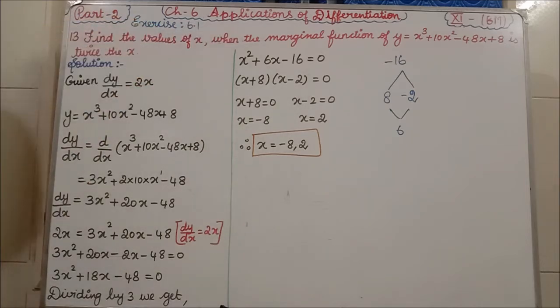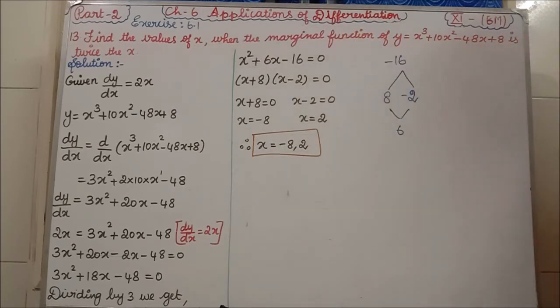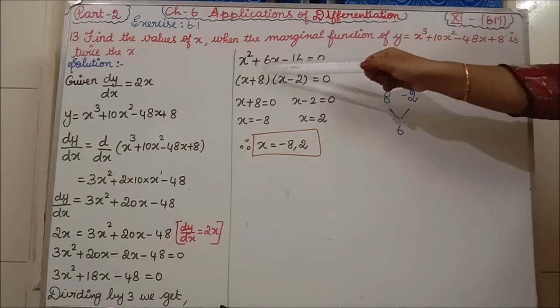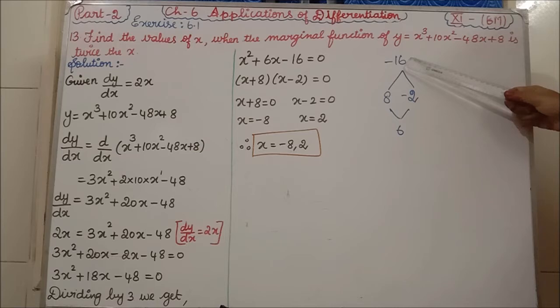Now what form is it in? It is in quadratic form, so we can factorize. How will you factorize? Do you remember? You have learned it in 10th standard, isn't it? Before x square you have to consider the coefficient as 1. No coefficient means you have to consider it as 1. So 1 into minus 16 is minus 16. The 6 you have to write down.